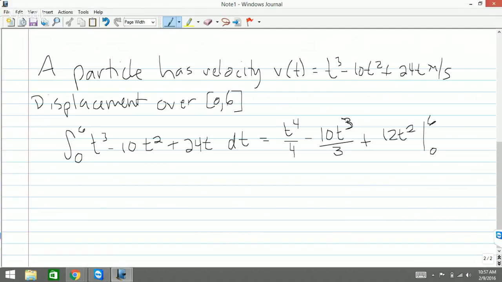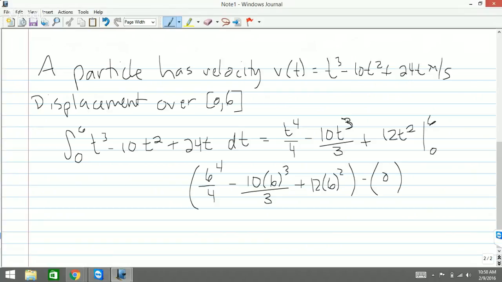Fortunately, one of them gives us 0, but we still have 6 to the 4th over 4 minus 10 times 6 cubed over 3 plus 12 times 6 squared. And do you agree that the next one is 0? Yes. 0, 0, and 0. So what's the other one?